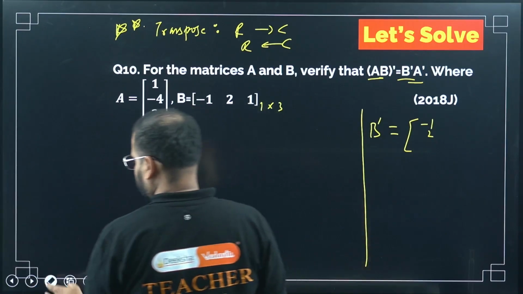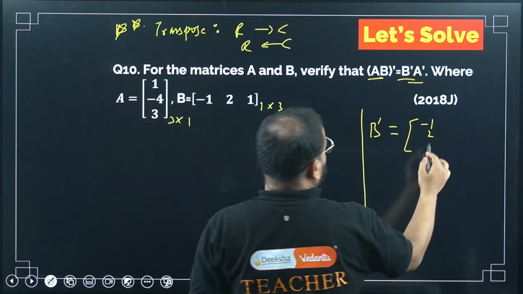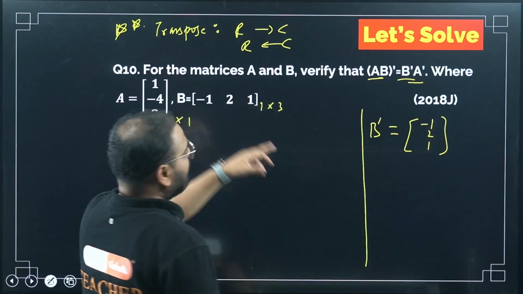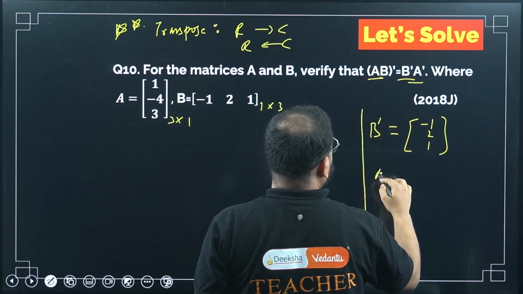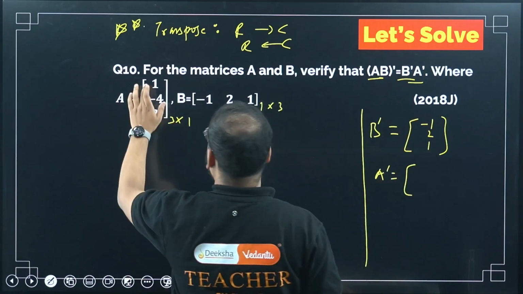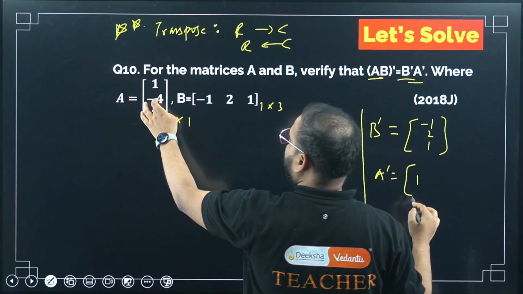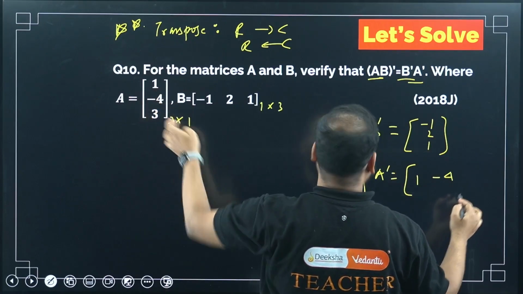Please check. Minus 2, minus 1, 2 and 1. This is my B transpose. What is my A transpose? Please check A transpose. This will become what? 1 will remain here. 4 will go here, minus 4. And this will become 3.